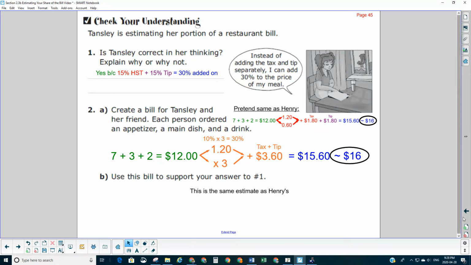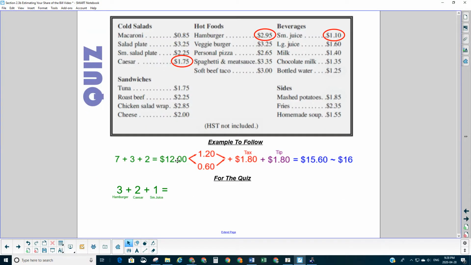Okay? But what we're going to do now is go back and we're going to follow this example, but we're going to do it on a new person. So when you go to your quiz, remember our menu from last video. We're going to do it on a brand new person. So we're going to pretend somebody comes along and orders a hamburger, a Caesar salad, and a small juice. So I've done the rounding for you and said the hamburger is about $3, and the Caesar salad is about $2, and the juice is about $1.